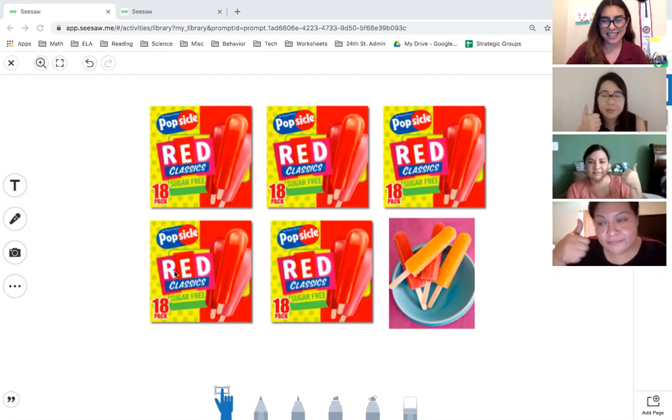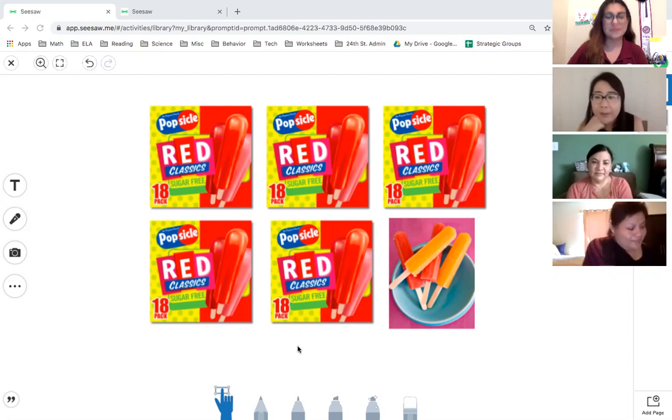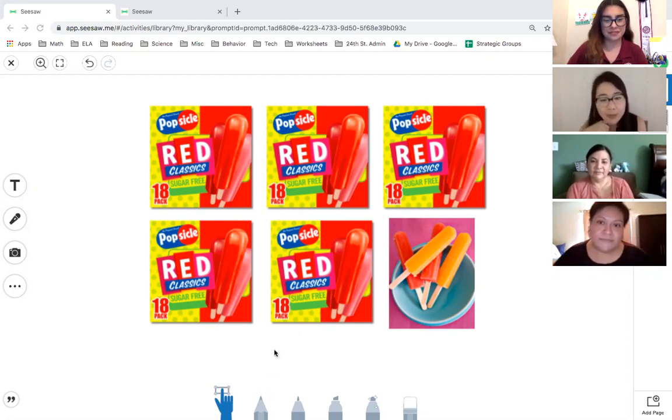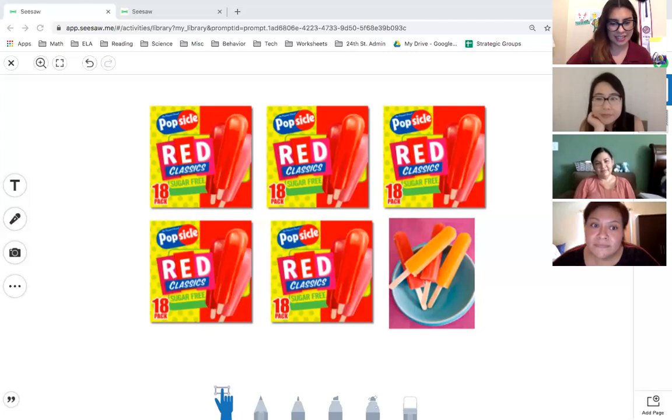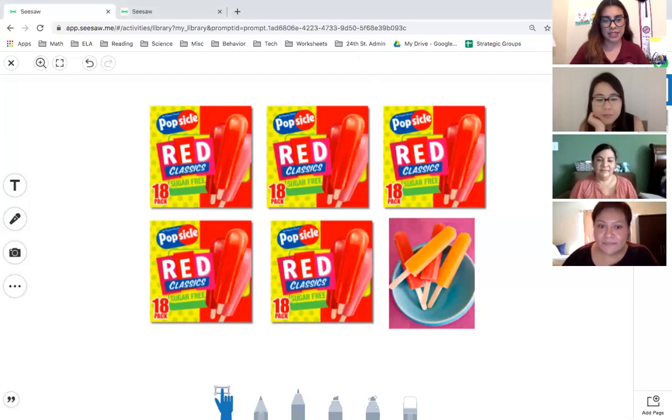Miss T? I see boxes of 18, so 18 popsicles in each box. So I might count in groups of 18, except for that last group, it looks like there's 4. Perfect. So I see that too. Hold on, this is just in my way. Thank you. Okay. All right, so we see groups of 18.